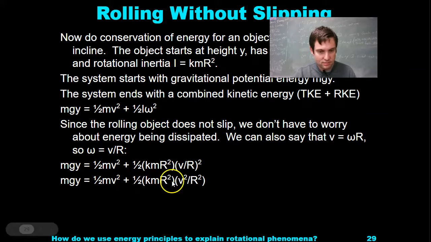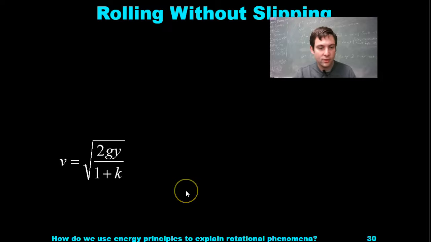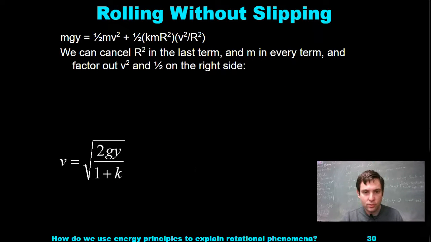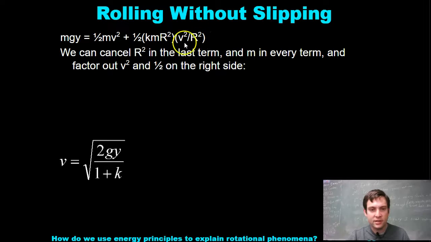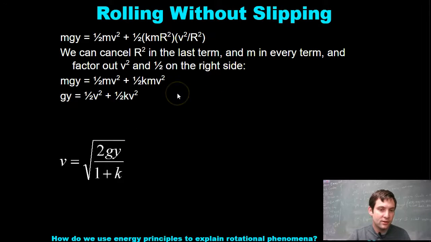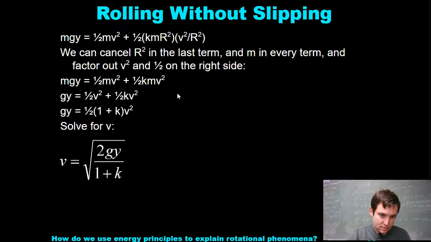We've got a mass in 3 terms, so that's going to go away. R squared, because we have r squared in the numerator and r squared in the denominator, so those go away, and factor out v squared and 1/2 on each side, and we are left with, solving for v, v equals square root of 2gy divided by 1 plus k. The 1 comes from factoring out that 1/2, pulling it from each side. If you don't do that, it's still going to work out algebraically. Don't you worry. It's just a little bit harder to combine.